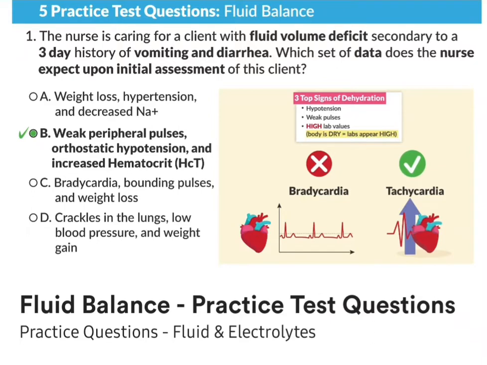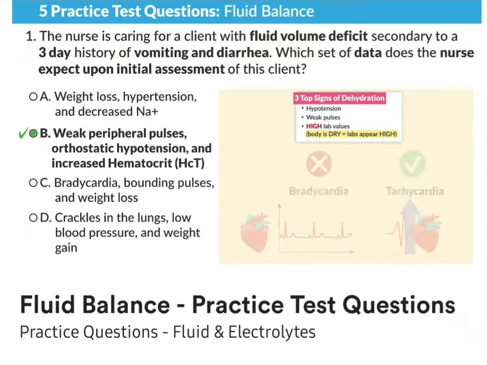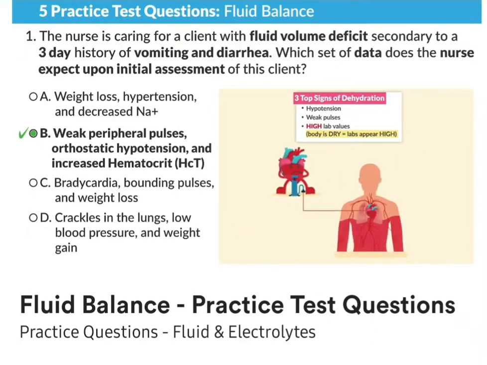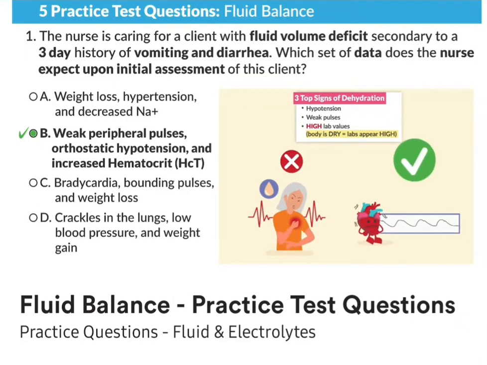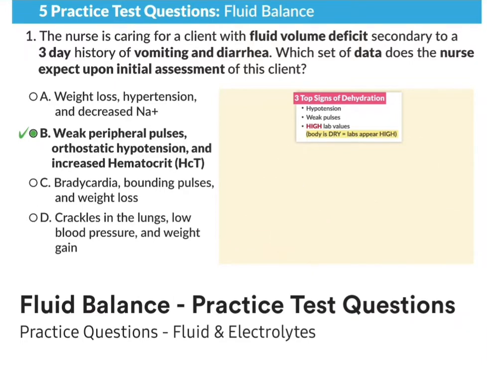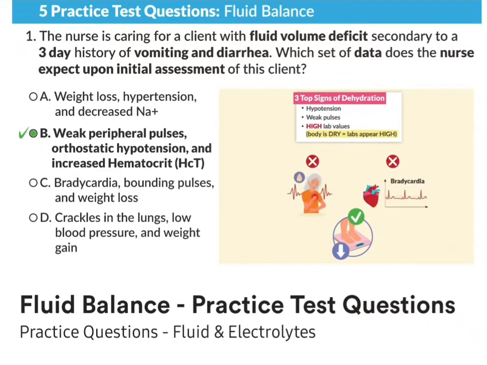It should actually be tachycardia, that fast heart rate, as the body's trying to move the limited blood supply it has around the body for perfusion. Bounding pulses, no, it should be weak and thready pulses. And weight loss, this one is correct. But again, remember, if one part of the answer is wrong, well then the whole thing is wrong.